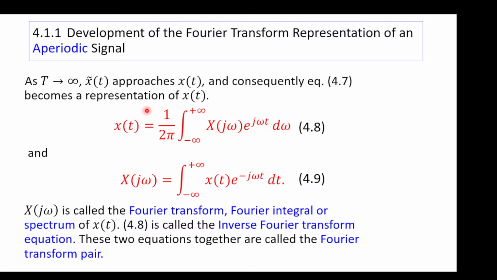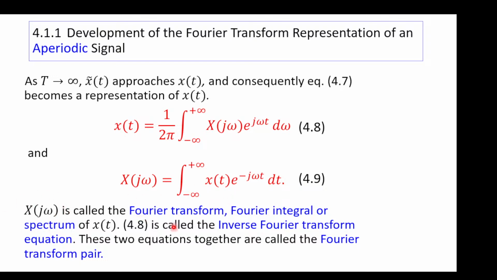And so this is the synthesis equation. You write x of t as a linear combination of e to the j omega t, summed over all possible omega. And then you have the analysis equation for how you calculate this big X of j omega. You take x of t and multiply by a very similar thing, e to the minus j omega t, and you just integrate over t. And so this big X of j omega is very important.